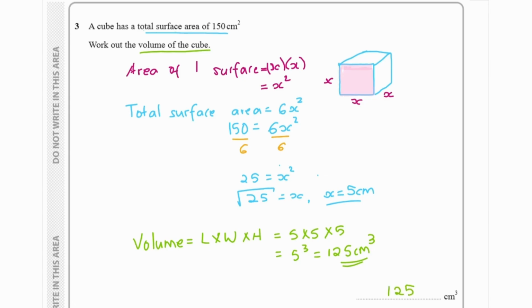centimeters cubed. This was a 4-mark question, and we would be given 1 mark for knowing how to form an expression for the total surface area, another mark for finding the correct value for the length, a 3rd mark for knowing how to find the volume of the cube, and the final mark for getting the correct answer for the volume.